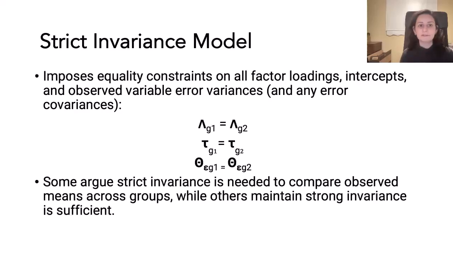Finally, we have the strict invariance model, which imposes equality constraints on all factor loadings, all intercepts, and observed variable error variances, and any error covariances. So we have lambda G1 is equal to lambda G2, tau G1 is equal to tau G2, and then theta G1 is equal to theta G2. And some argue that strict invariance is needed to compare observed means across groups, while others maintain that strong invariance is sufficient. We are going to get into that in a later session, but I did want to introduce it now.